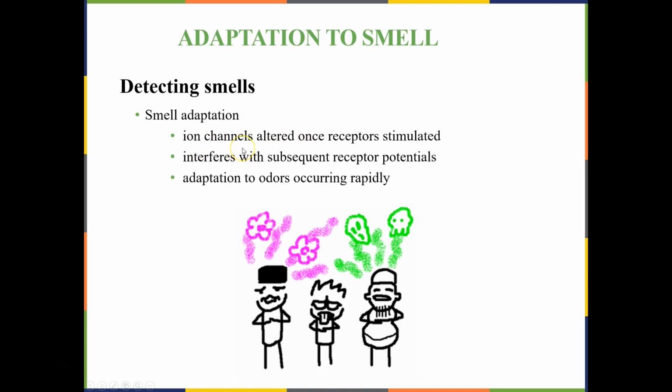As soon as we take in odorant molecules, the ion channels are going to be altered, and then they're not going to be able to take in other information. And so we end up adapting to the smell relatively fast because we're not taking in more information.